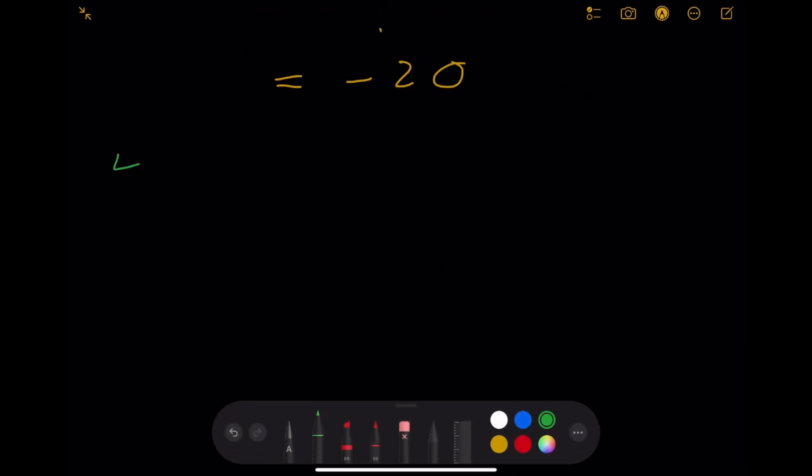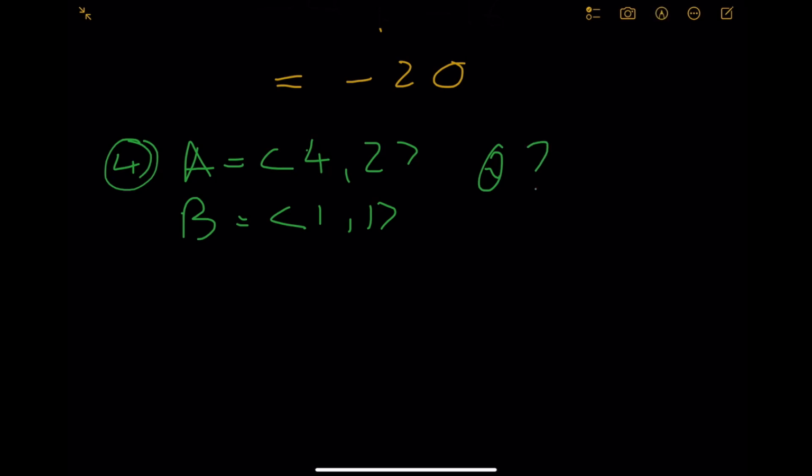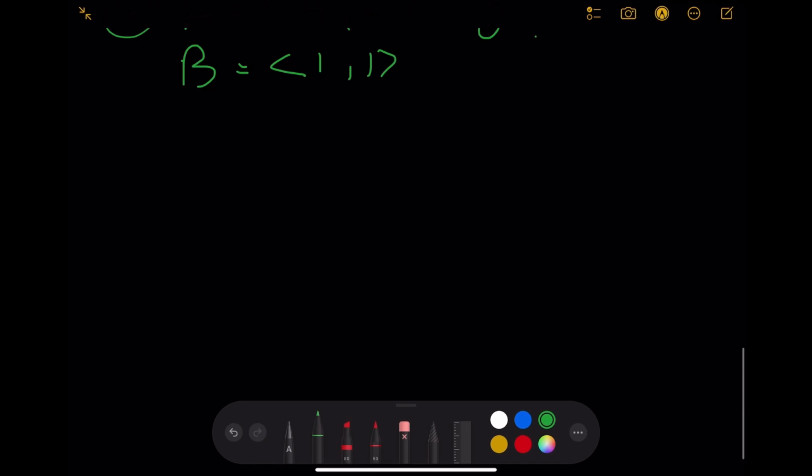Now for question number 4, you're given vector A is equal to 4, 2, and vector B is denoted by 1, 1. What is the angle between vector A and vector B? I did show you guys how to calculate this in the lecture 2 video on the dot product. If you haven't seen it, go and watch that before this.